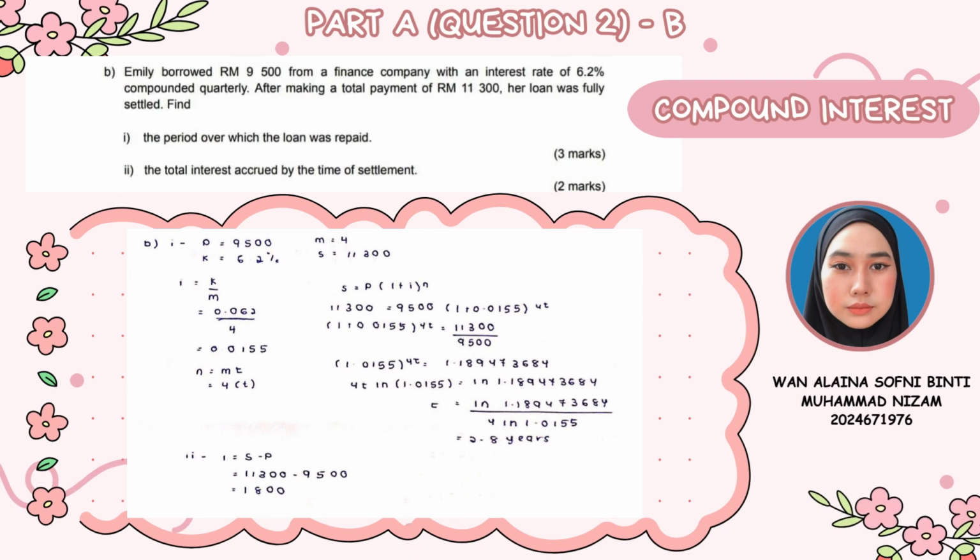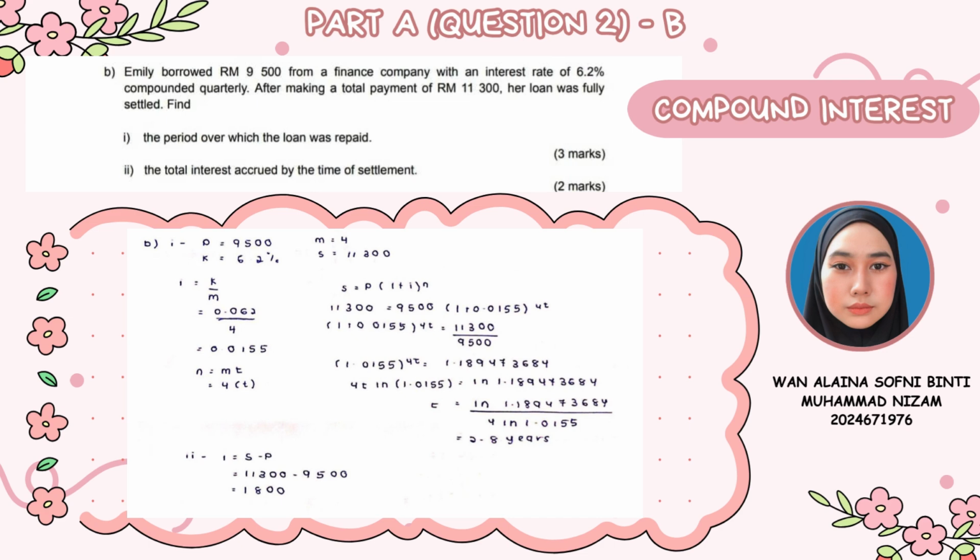Question 2b. Emily borrowed RM9,500 from a finance company with an interest rate of 6.2% compounded quarterly. After making a total payment of RM11,300, her loan was fully settled. Find the period over which the loan was repaid. So, first we need to find the period. This question mentioned compounded quarterly, it means M equals 4. The value of N is 4 bracket T.